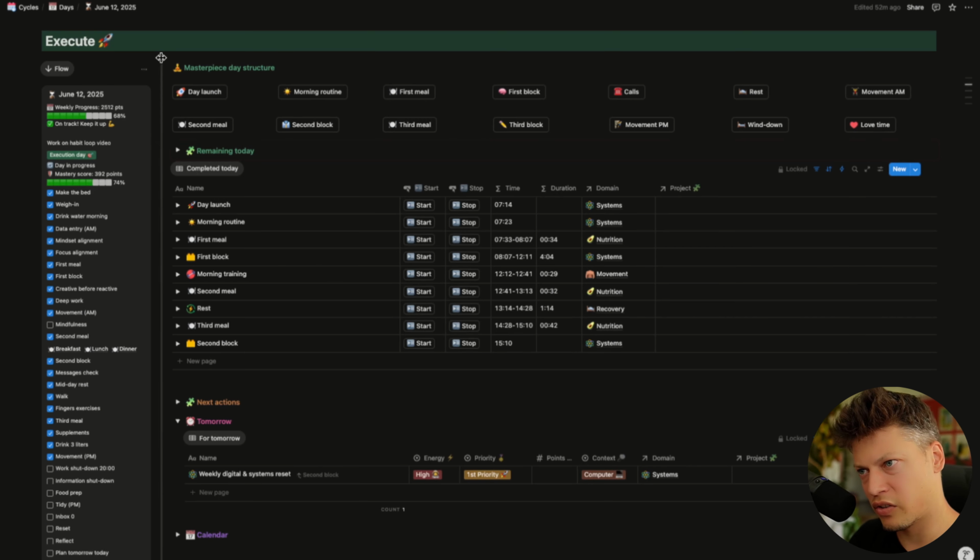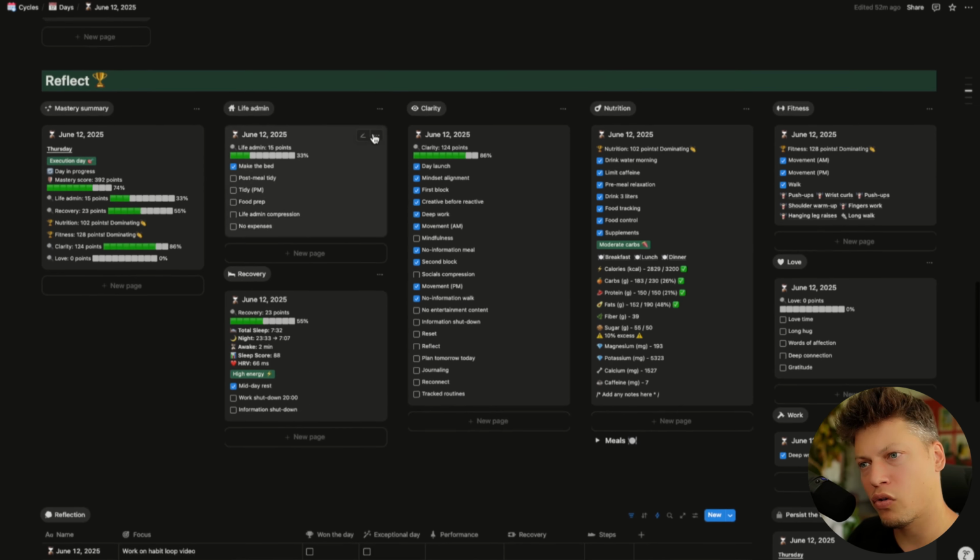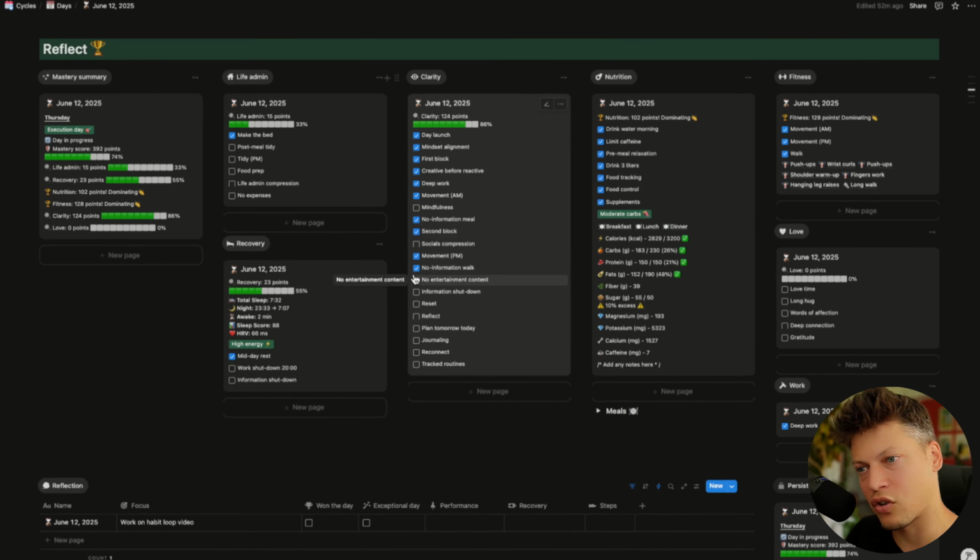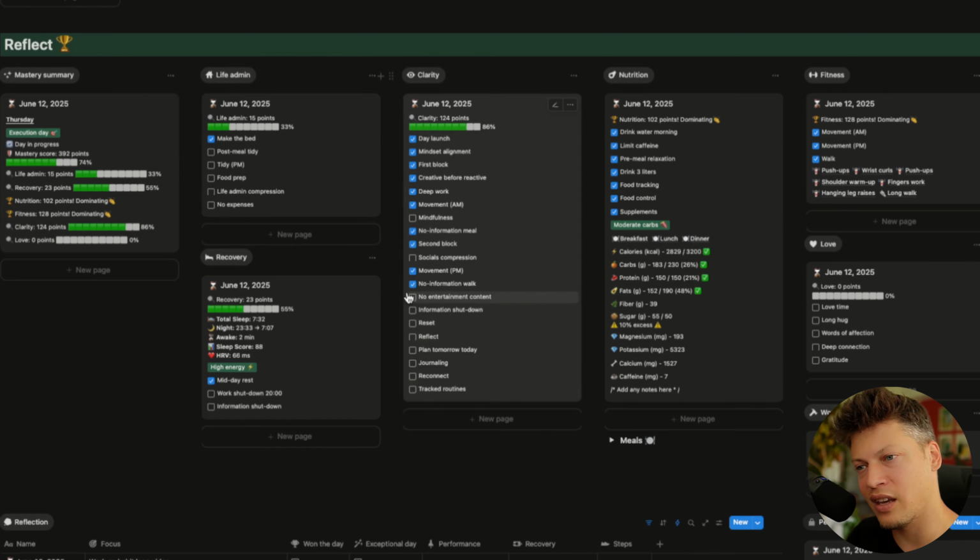The scoring in this system is based on the checkboxes, and checkboxes have 2 main representation layers or visualization layers. So you can see one here, it's our checkbox flow. We already talked about that. And also, if I scroll to the reflection section, this is something I look at the end of the day.